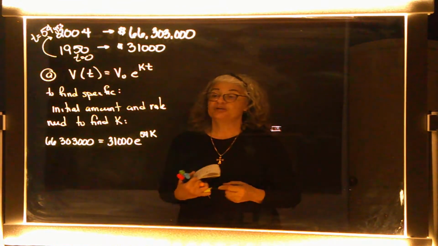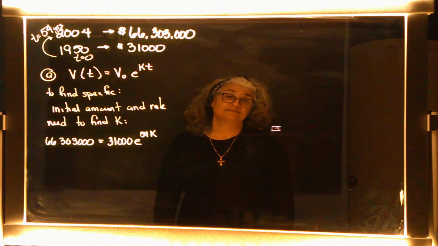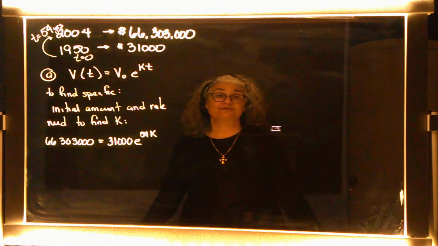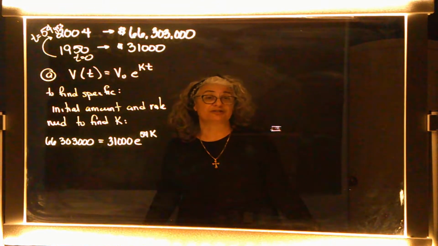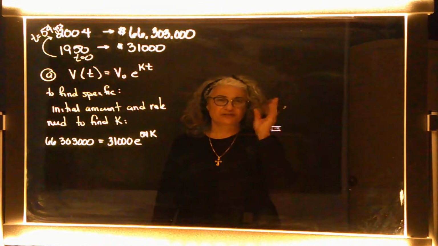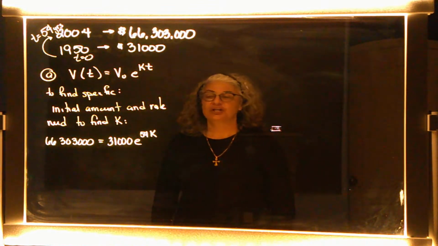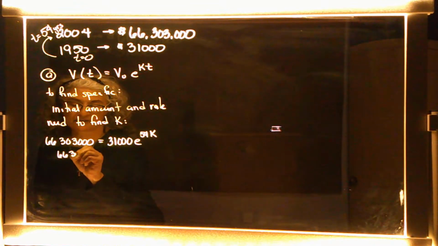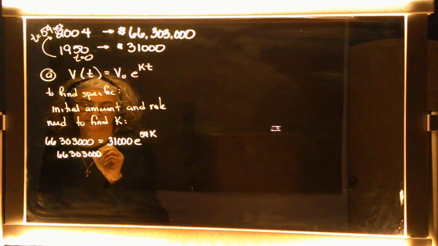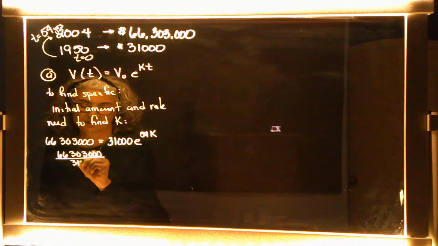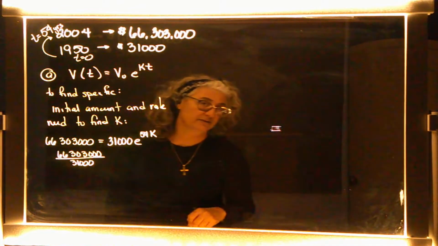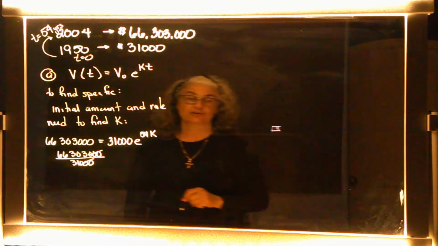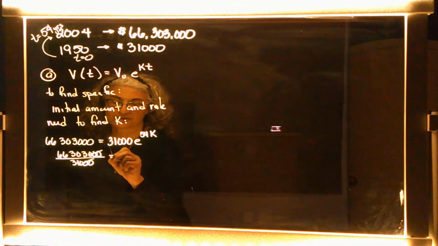Okay, so now, time to solve for K. So we have to remember how to solve an exponential equation, don't we? Okay, let's see what you remember. What's the first thing I got to get rid of? Good, the 31,000. So I'm going to divide both sides by the 31,000. And I know it's not going to come out neat in the calculator, but gratefully I can at least divide by 1,000 and get rid of those 3 zeros, can't I?